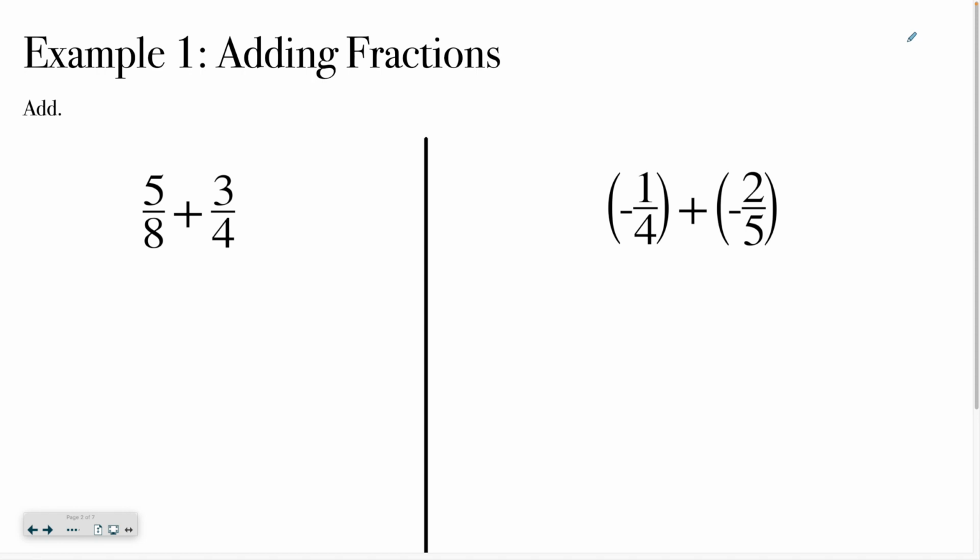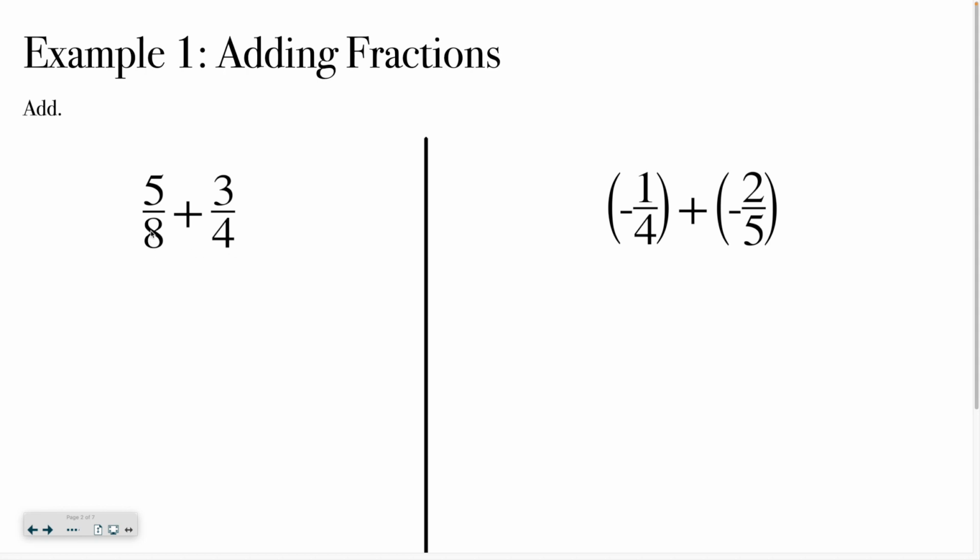So let's start with example 1, which is adding fractions. Yesterday we looked at adding fractions where the bottom numbers, or the denominators, were always the same. Now we are going to practice adding when they are not the same. The key thing here is that our main goal is to get them so they match. Once they match, we can add just like we did yesterday.